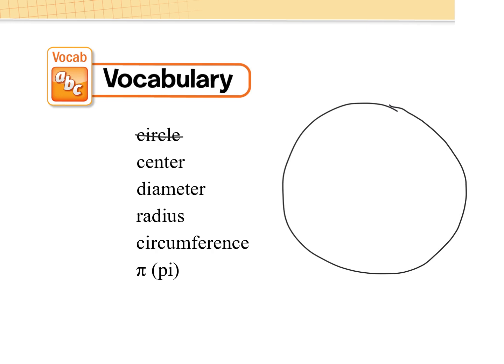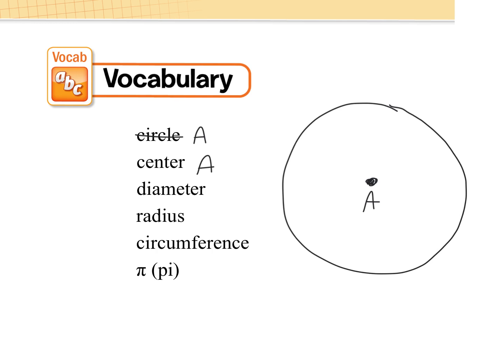Center. Where's the center of a circle? In the middle. Okay, so put a point there and name it A. The reason for that is we name circles based off of the center. So what would this circle be named? Circle A. Okay, it's called Circle A.